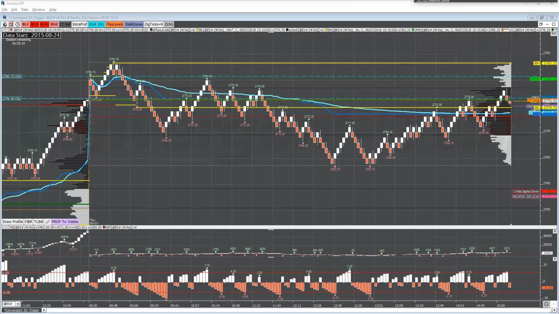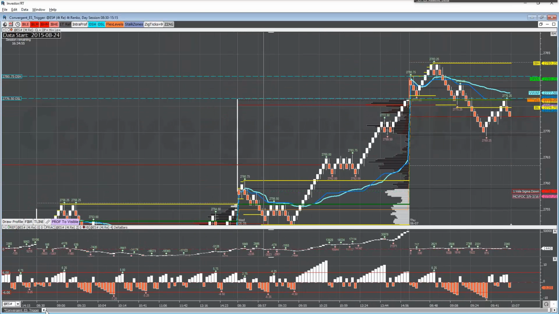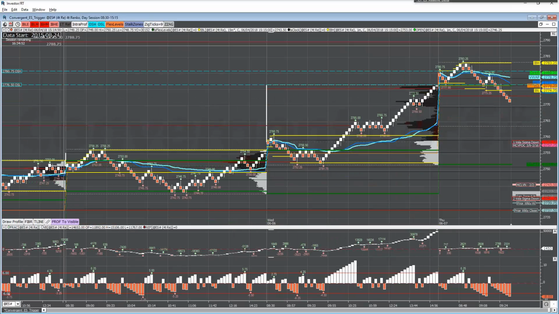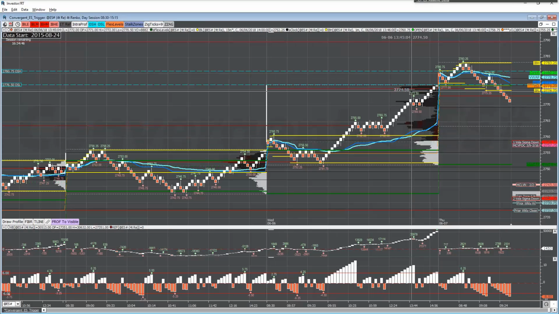Next. Okay. What's your stance with daily POC shift, point of control? Many times when the POC shifts up, sellers come in. You notice that? What is that and how do you handle POC shifts? Okay, I just recently did a study hall session on this. If you're a Convergent member, you have access to that, but I'll answer it for everybody else.